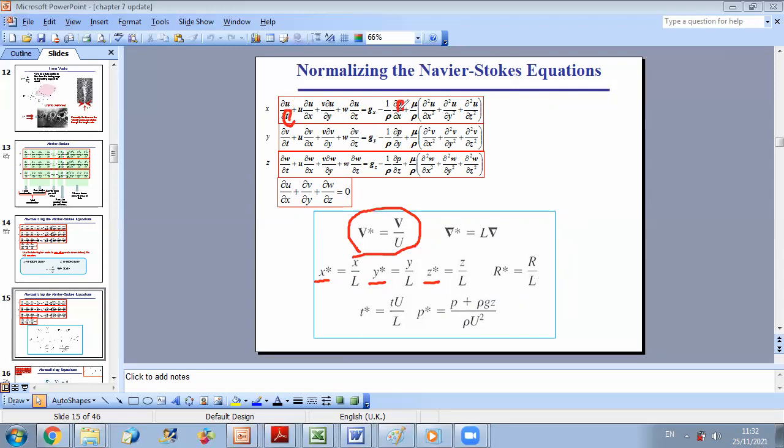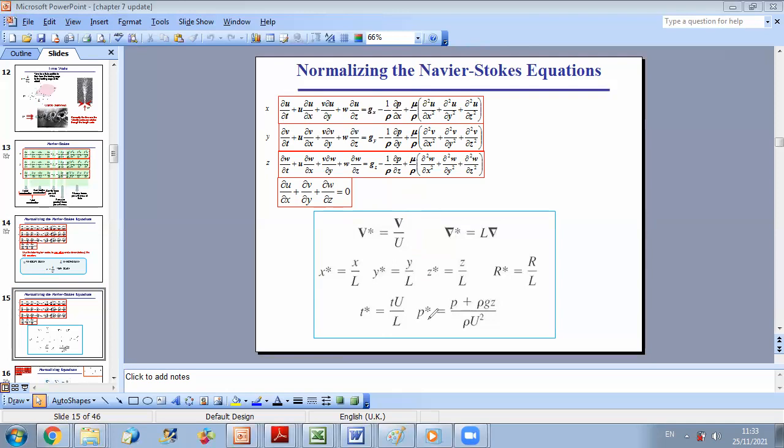Okay. So all variables should be normalized, while constants I can keep as they are. And what are the constants here? Gx, rho, mu over rho. So these I will keep in my equation. These are constant parameters. They are not variables. I just normalize variables. Okay.